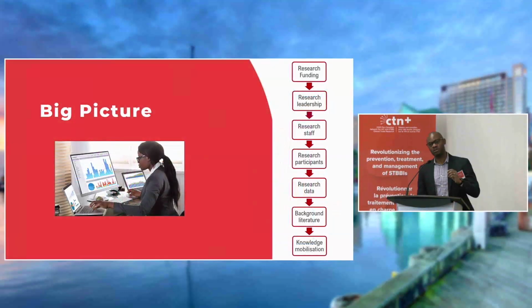So in terms of the big picture, EDI in research is not just about going out there and trying to recruit people. That is just one small part of it, right? We can talk about the research funding. What kind of research is funded? Where is the research money coming from? And I give this example when I'm talking about global research.